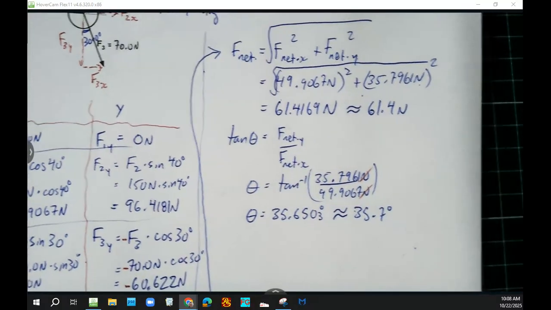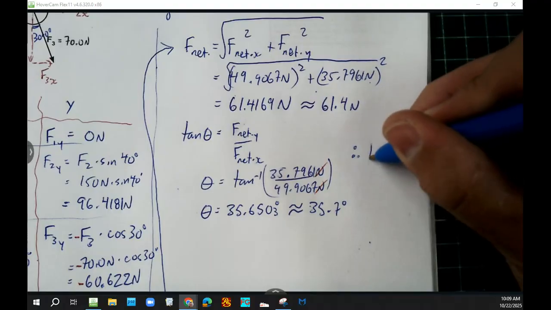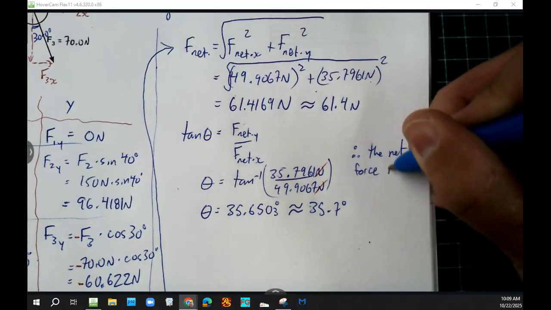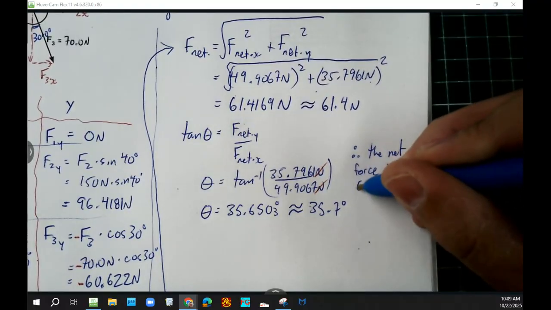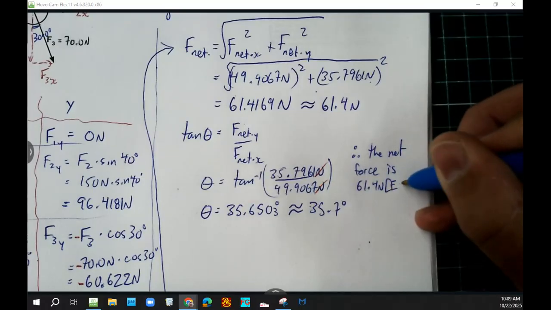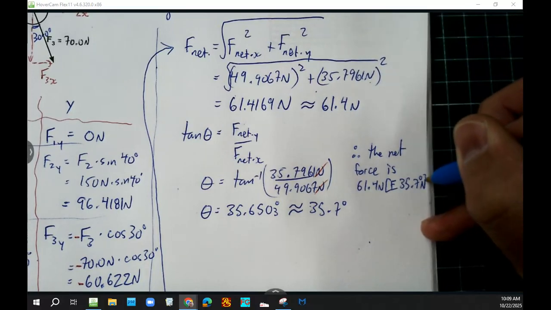And so we can have a little therefore statement for ourselves. I'm going to just do it off to the side. We can say, therefore, the net force is 61.4 newtons. And then we could say east 35.7 degrees north.